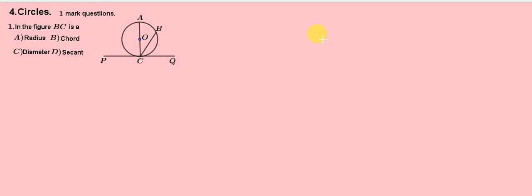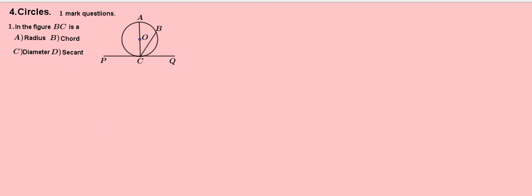In this video, let us study the fourth lesson, that is circles. This chapter belongs to geometry. Here, first of all, I am going to take one mark questions. Question number 1. In the figure, BC is option A radius, option B chord, option C diameter, option D secant.